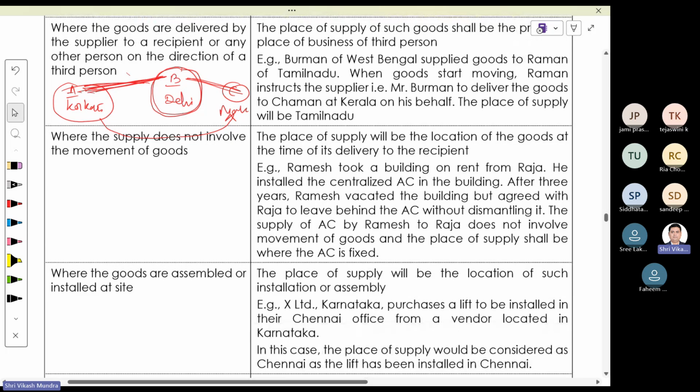Sometimes the supply does not involve any movement of goods. In that situation, if the movement of goods has not happened due to that supply, the location of the goods at the time of that transaction shall be considered as the place of supply.